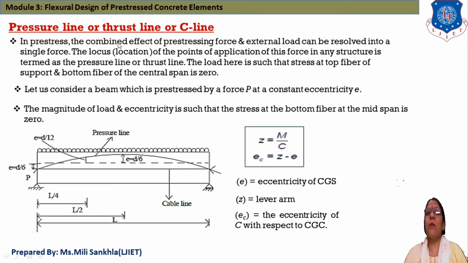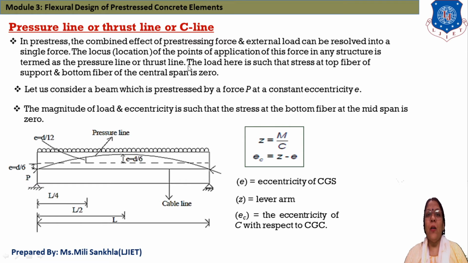In pre-stress, it is a combined effect of pre-stressing force and external load. In a pre-stressed member, the combined effect of pre-stressing force and external load can be resolved into a single force. Here we resolve the external load and our pre-stressing force into a single force. The locus or location of the point of application of this force in any structure is termed as pressure line or thrust line, or we can say C line.